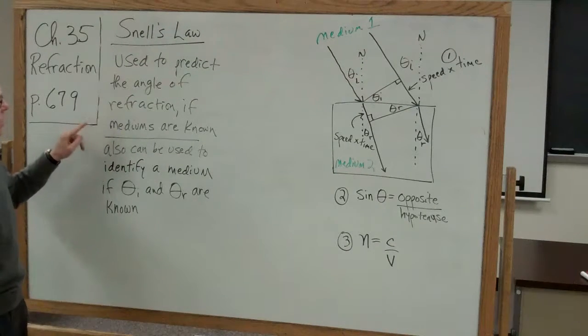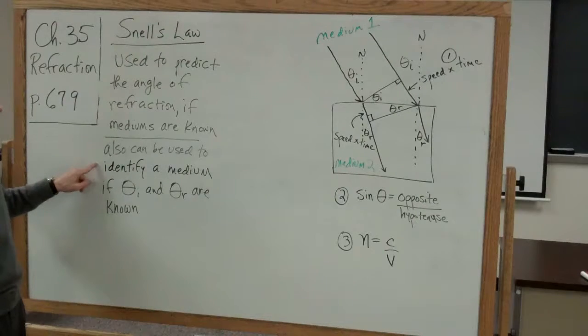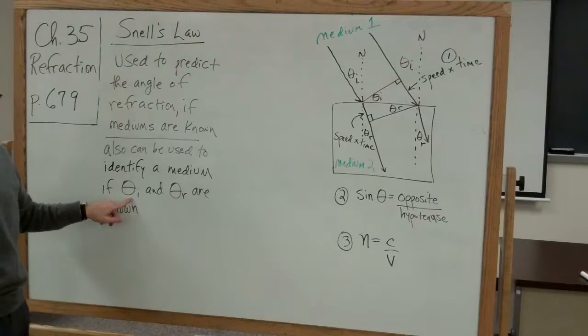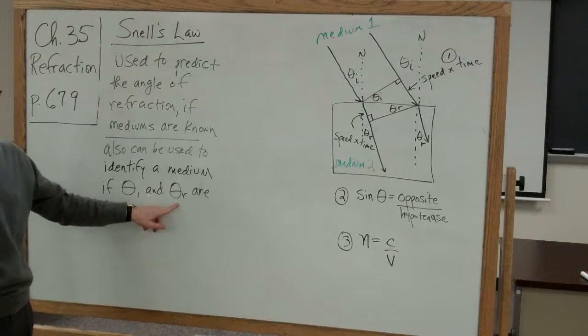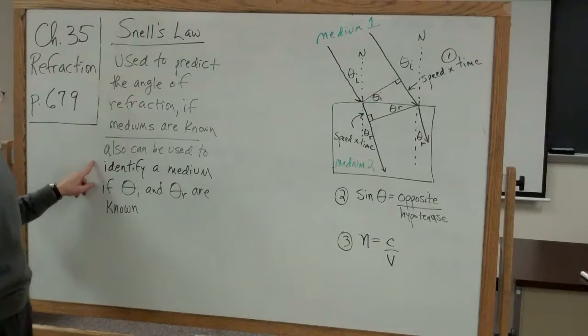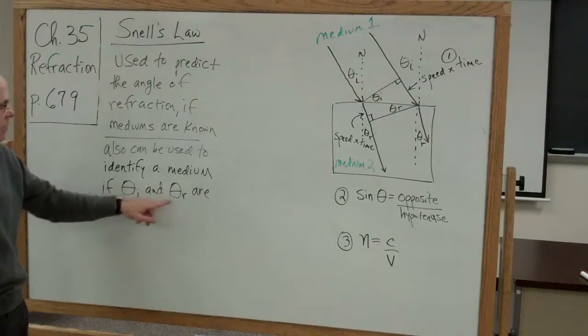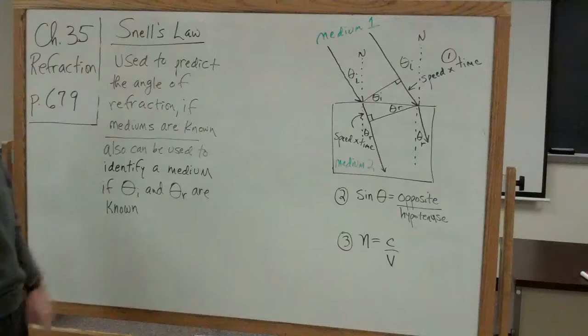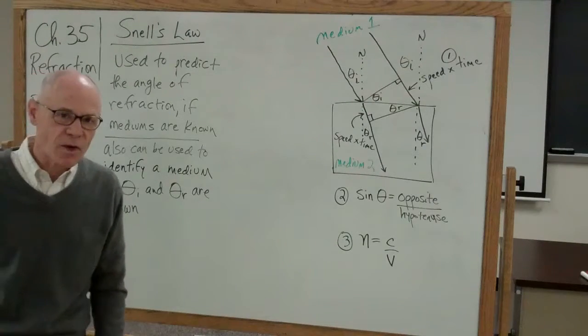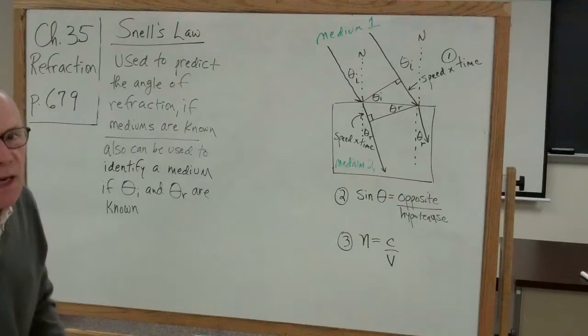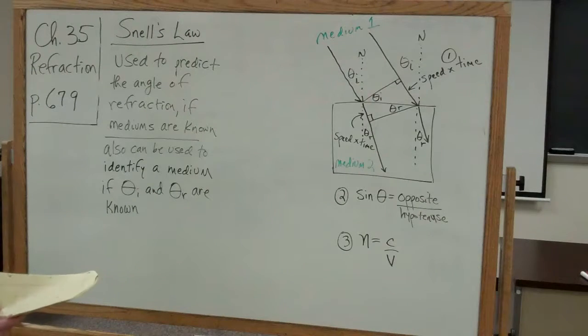The other thing it can be used for is to identify an unknown medium if you're able to measure the angle of incidence and the angle of refraction. In fact, that is what we're going to be doing in our refraction lab. You're going to have a couple of unknown mediums and you're going to measure angle of incidence, angle of refraction, and then use Snell's Law to see if you can figure out what the actual medium involved is.